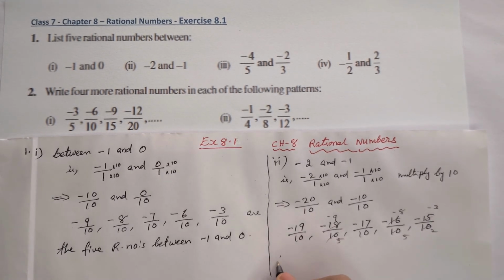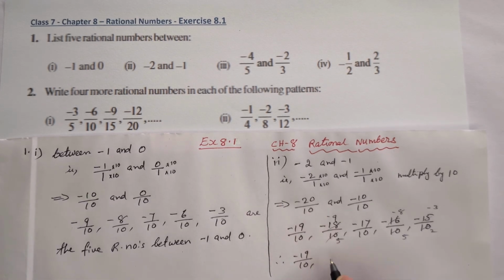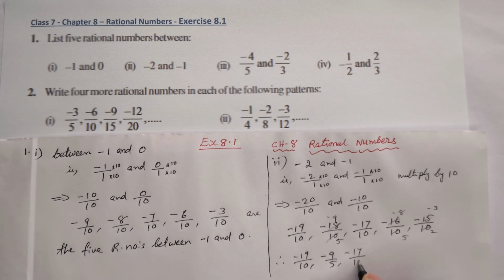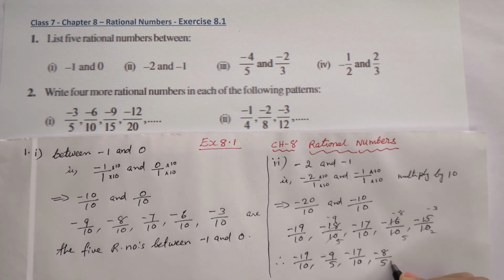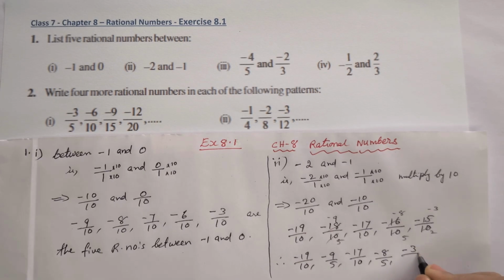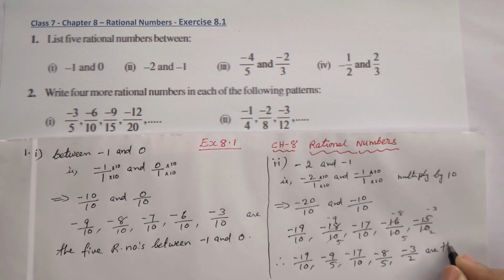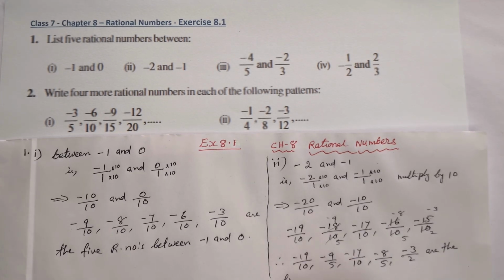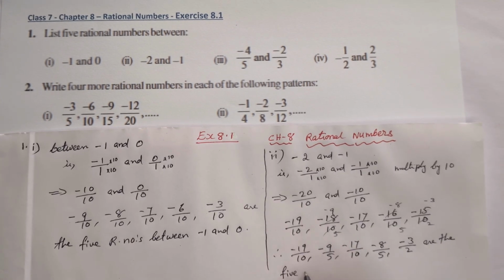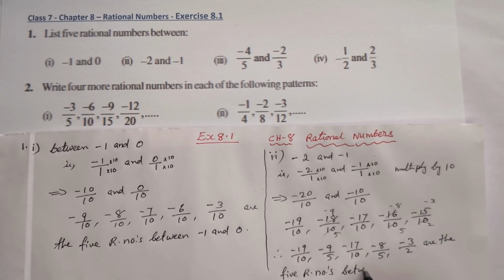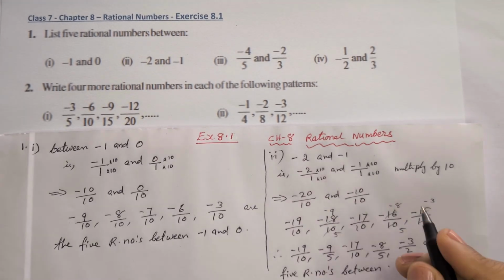So we can write therefore -19 by 10, -9 by 5, -17 by 10, -8 by 5 and -3 by 2 are the 5 rational numbers between, according to the question, -2 and -1.